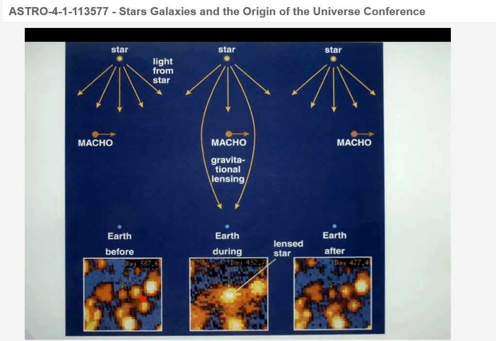So here's a MACHO event. There's a distant star. Obviously, we're zoomed way, way, way in. You can see the little pixelation here. We're zoomed way in, and then it brightens up, and then it goes back to being normal again.